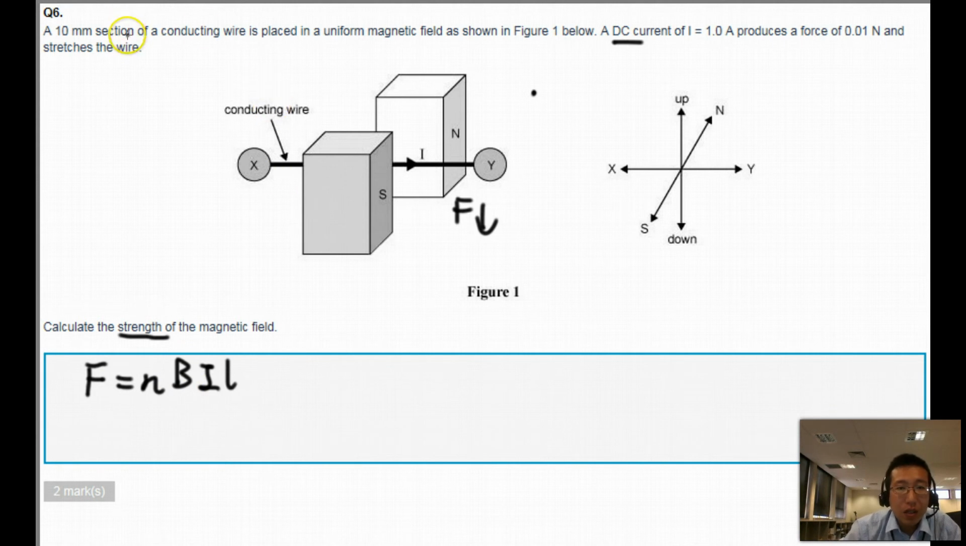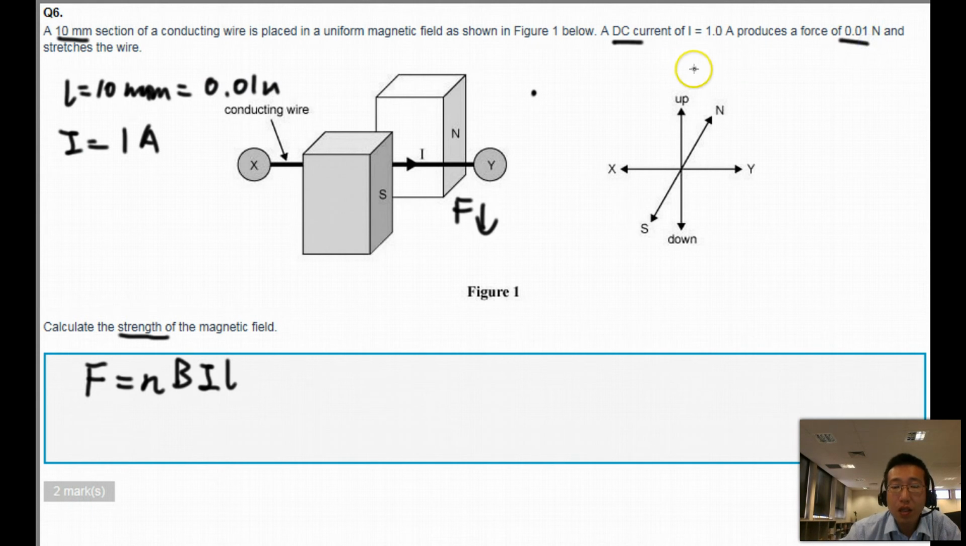So now let's do the calculation. We have the length of 10 millimeters. Change it to meters, so 0.01 meters. Current is 1 amp, and we need to find the magnetic field. The force is 0.01 newtons, and it stretches the wire. Assume there's only one wire, because N equals 1.